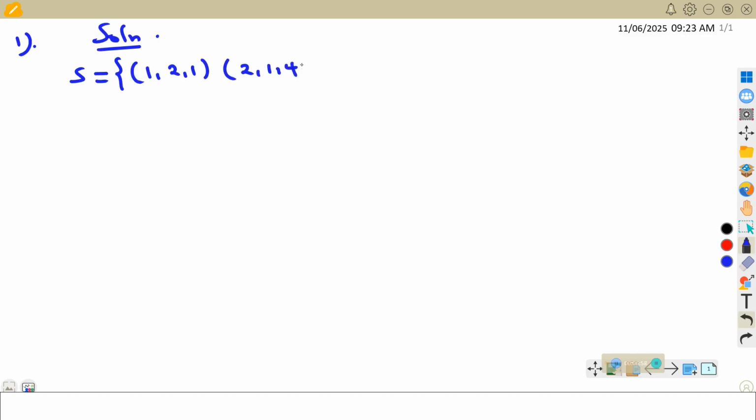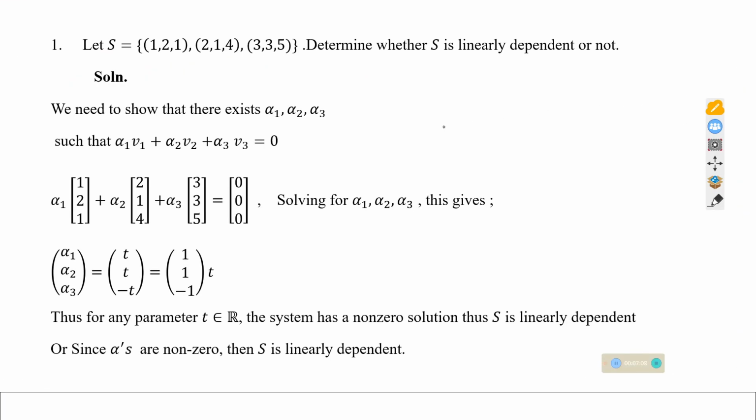So let us look at the solution. Looking at the solution, we are given the set S, which is given by the vectors (1, 2, 1), (2, 1, 4), and (3, 3, 5). So this is our set, and we need to find out whether this set is linearly independent or linearly dependent.